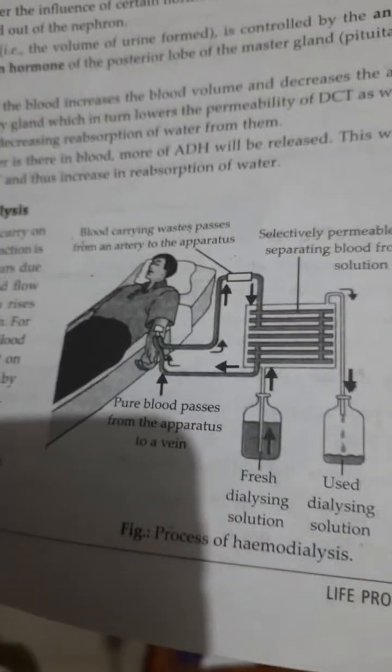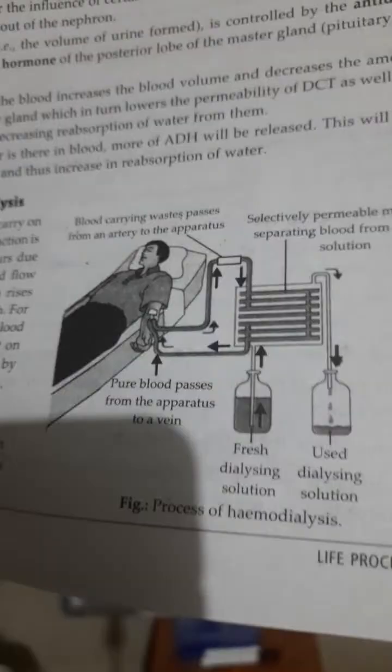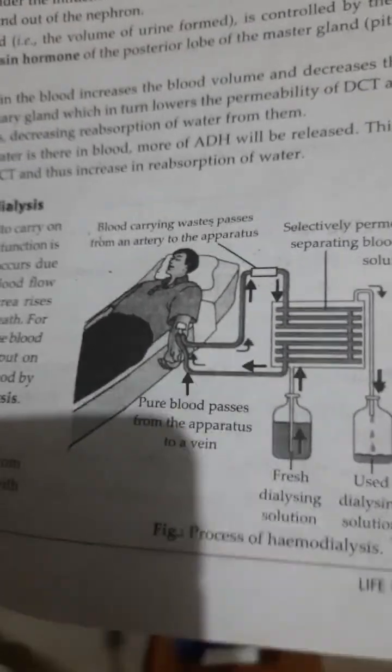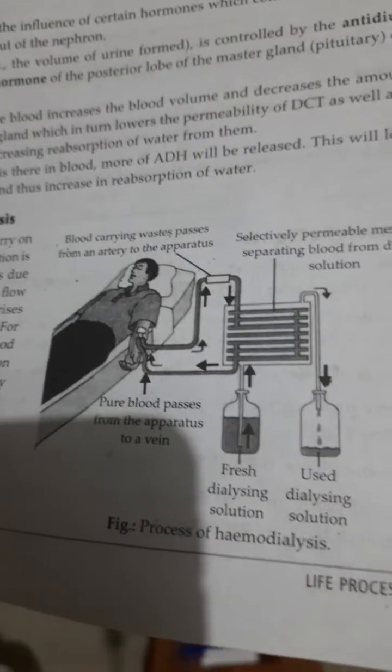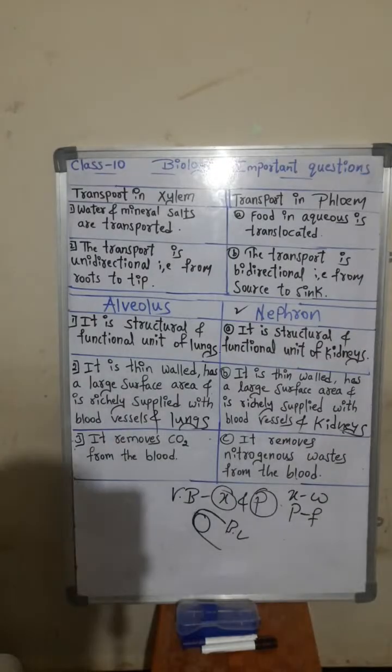What does our kidney do? The kidney purifies our blood, but when both kidneys fail, this treatment has to be done, hemodialysis. Okay.